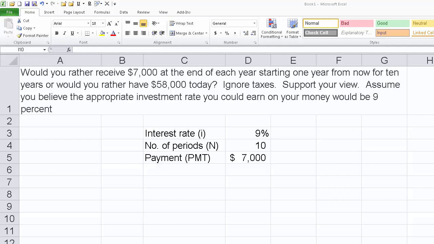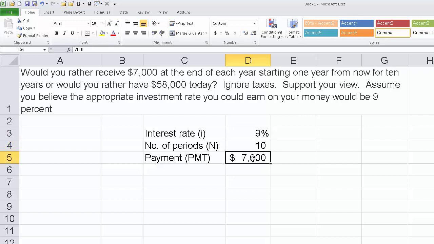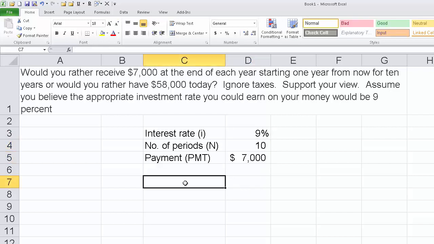Assume you believe the appropriate investment rate you could earn on your money would be 9%. Okay, so we've got an interest rate of 9%, the number of periods is 10, the payment amount is $7,000. What we need to calculate is the present value and then compare that to $58,000.